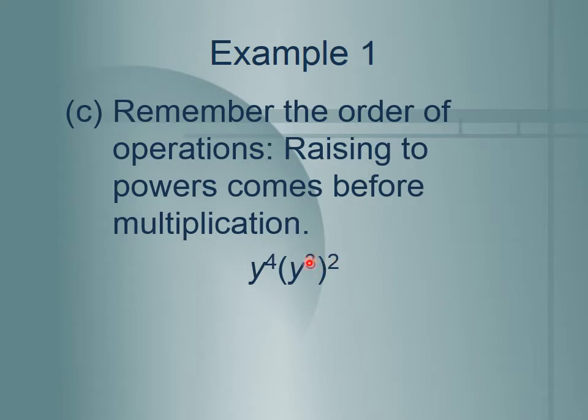So remember, you're going to distribute first. 3 times 2 is 6. Okay, so you're going to do that piece first. Once you've done that, now you've got y to the fourth times y to the sixth. And now you can add those exponents. 4 plus 6 is 10, giving us the answer y to the 10th.